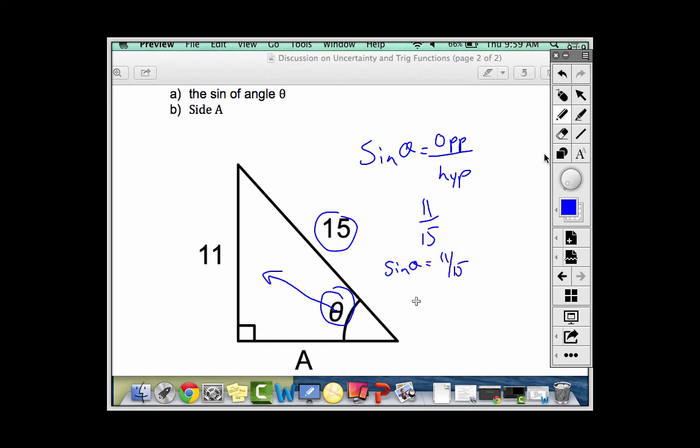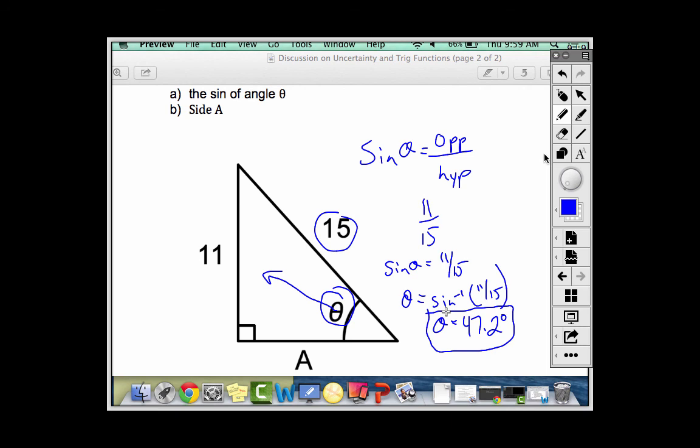Now that's not the answer. I need to take the inverse sine of this. So I have theta equals the inverse sine of 11 over 15. And if you do that math, I get theta equals 47.2 degrees. And again, I encourage you to at least try this to see that you're getting the same numbers as me. If you're not, we've got to figure something out, like what's going on with your calculator.